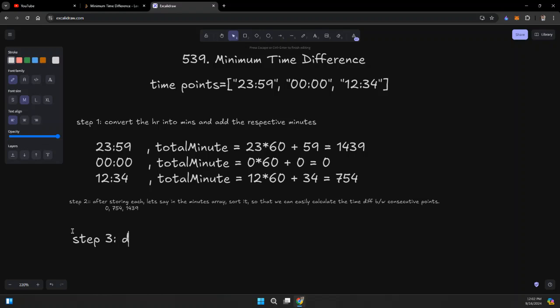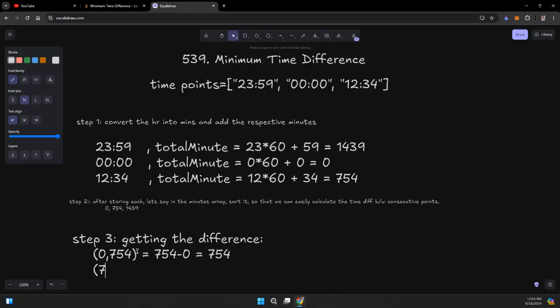So, getting the difference, right? Consecutive points are, let's say, 0 comma 754. What will be the difference? Obviously 754 minus 0 will be 754. Sorry, 754. And then the second consecutive pair is between what?